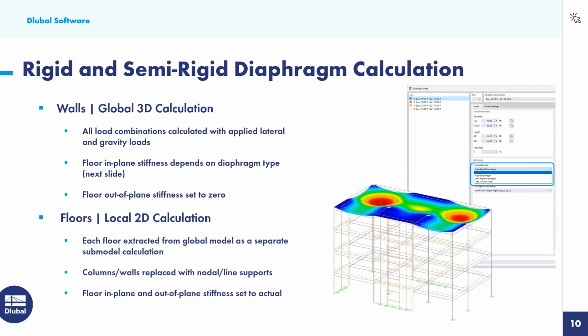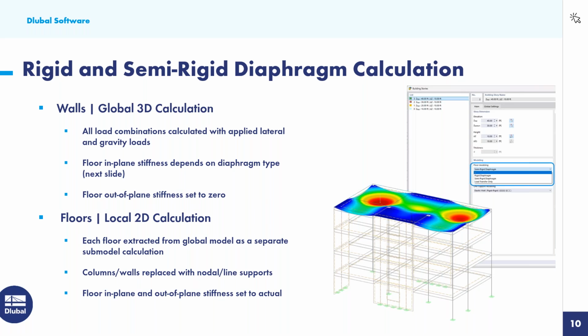But the first 3D calculation, what we call the Wall's global 3D calculation, we are going to run through all load combinations. And this includes both gravity and lateral loads. The difference here, though, is that the floor in-plane stiffness is going to depend on the diaphragm type. And I'm going to talk about the stiffnesses of all the different options on the next slide. But for the floor out-of-plane stiffness, this is going to be set to 0. So this is what you can expect with this 3D calculation.